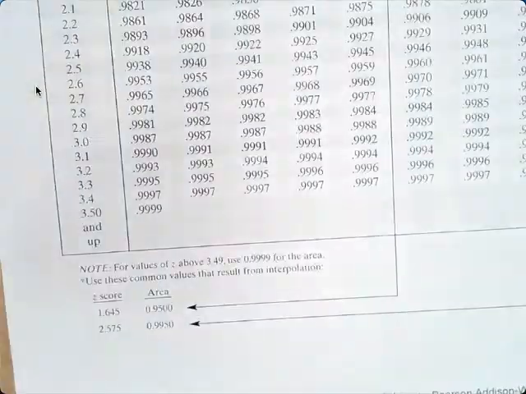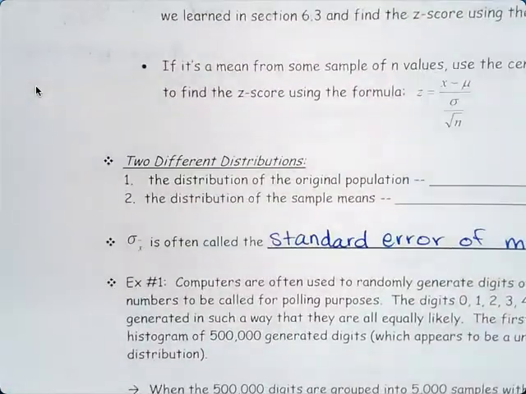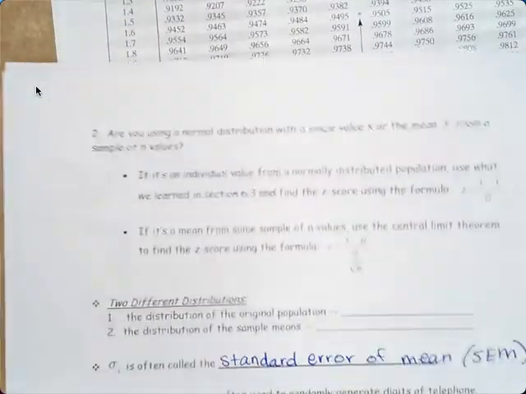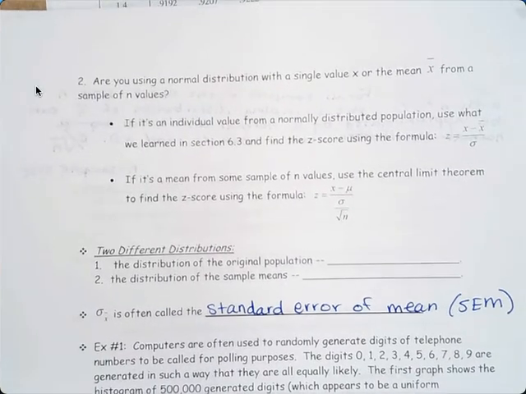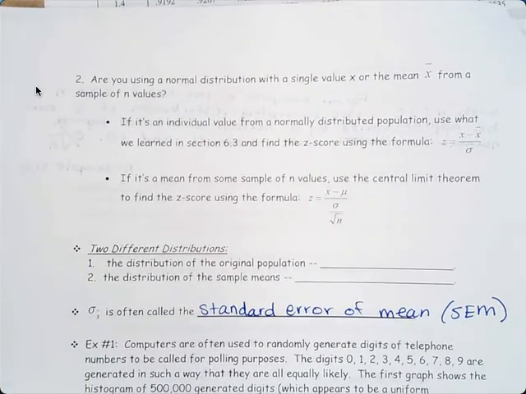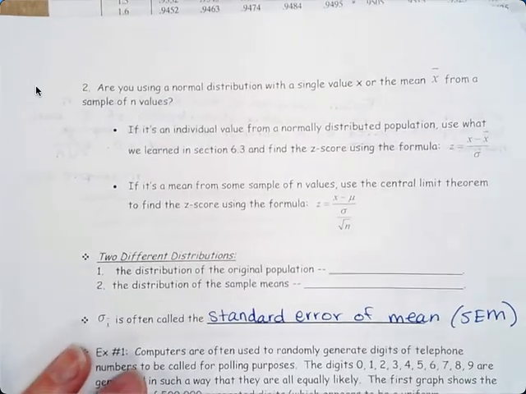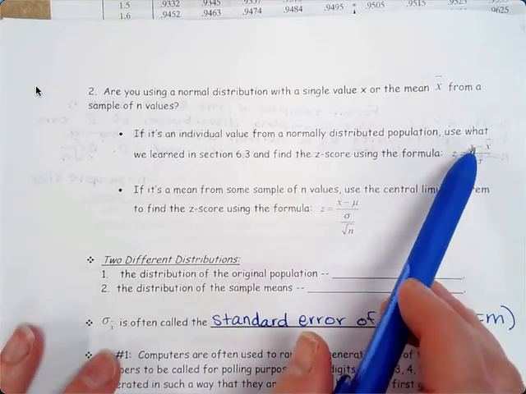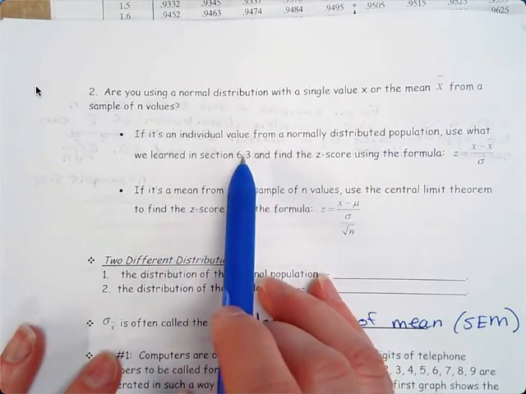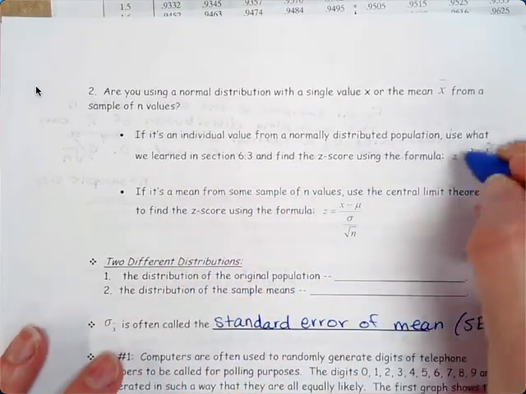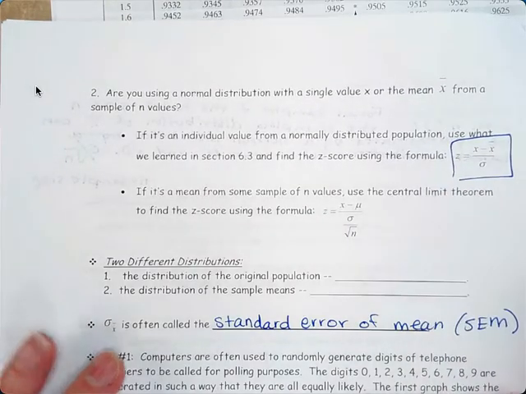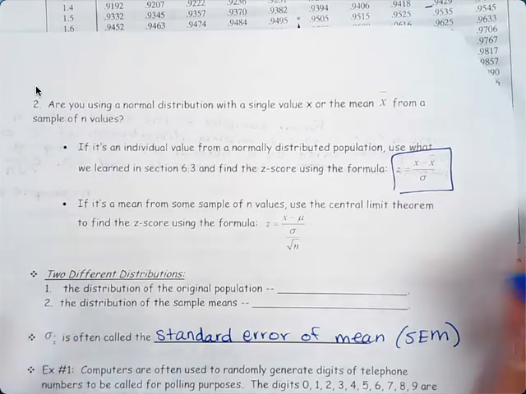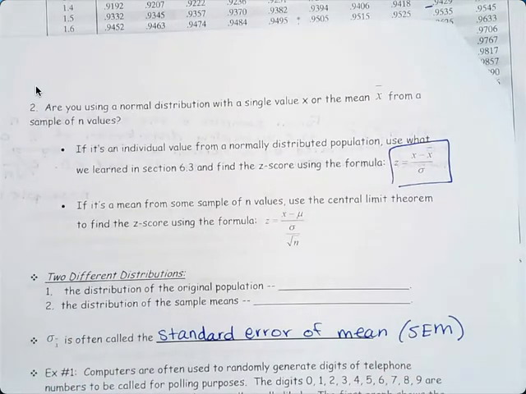All right, let's go to the next page. Are you using a normal distribution with a single value of x, or a mean x bar from sample values? If it's an individual value from a normally distributed population, use what we learned in section 6.3 and find the z-score. So remember this formula, x minus mu over sigma. And that's how we find our z-score. That's how many standard deviations we are away from our mean.